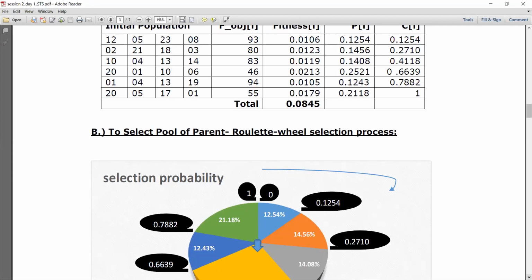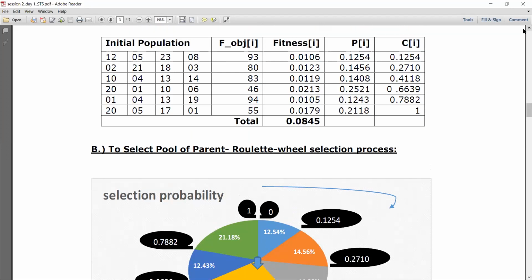The selection process can be thought of as a Roulette wheel game, correct? Now how are you going to map these two? For that we need to have the cumulative values also. Now how to obtain the cumulative values? You go back to the table again and look at the last column. In the last column, for the first solution I have 0.1254, done, the same number.